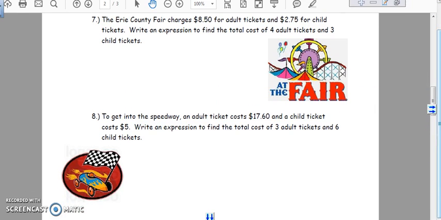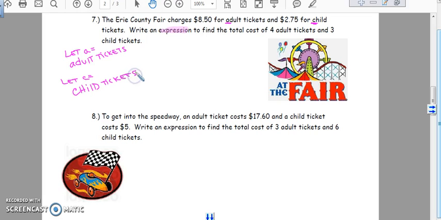7. The Erie County Fair charges $8.50 for adult tickets and $2.75 for child tickets. Write an expression to find the total cost of 4 adult tickets and 3 child tickets. So they're not asking us to find the total cost, they just want an expression. So we're going to have two let statements. Let A equal adult tickets. And C, child tickets.